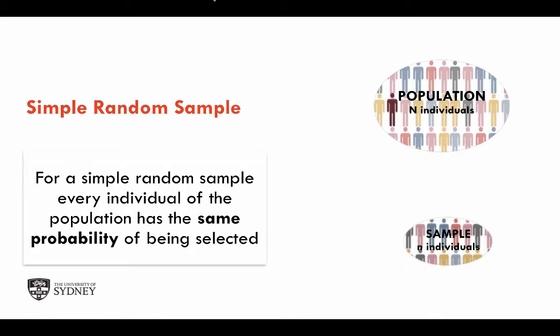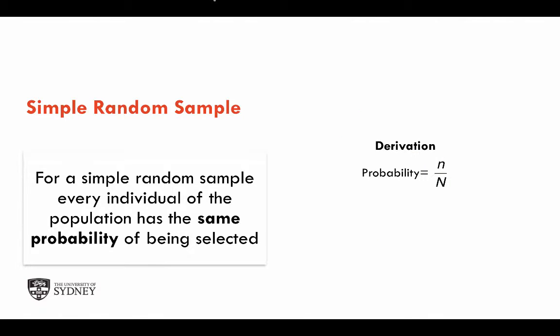A simple random sample is defined as a procedure where everyone in the population has the same probability of being selected for a sample. And this probability is given by the size of the sample, in this case little n, divided by the size of the population, big N. Although this is not part of the curriculum of the unit, if you're interested in the details about the derivation of this probability, you can follow the link to a different video where I explain how you get this probability.